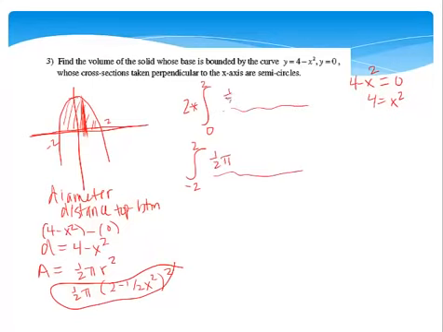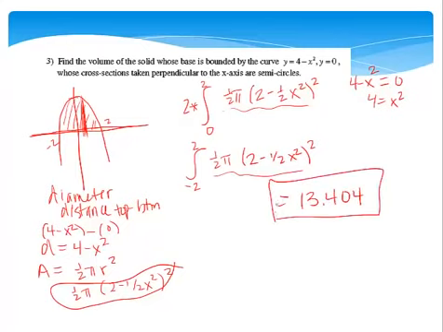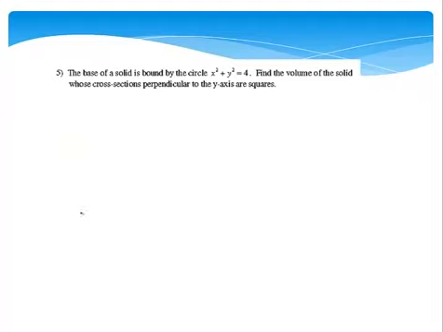And if you wanted to, you can actually bring that half pi out in front, because technically that is a constant. But since we're doing this all in the calculator anyways, it doesn't really matter. And then your final answer should be 13.404, since we're rounding to 3 decimal points. Alright, one last one here.